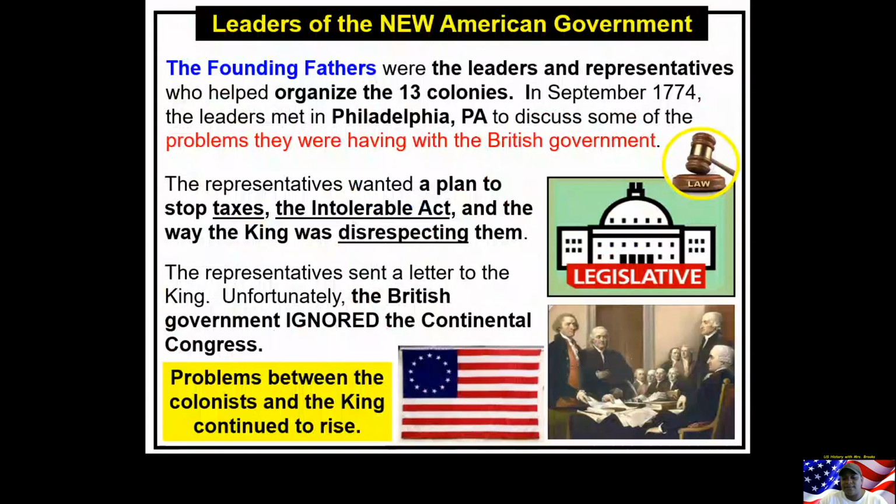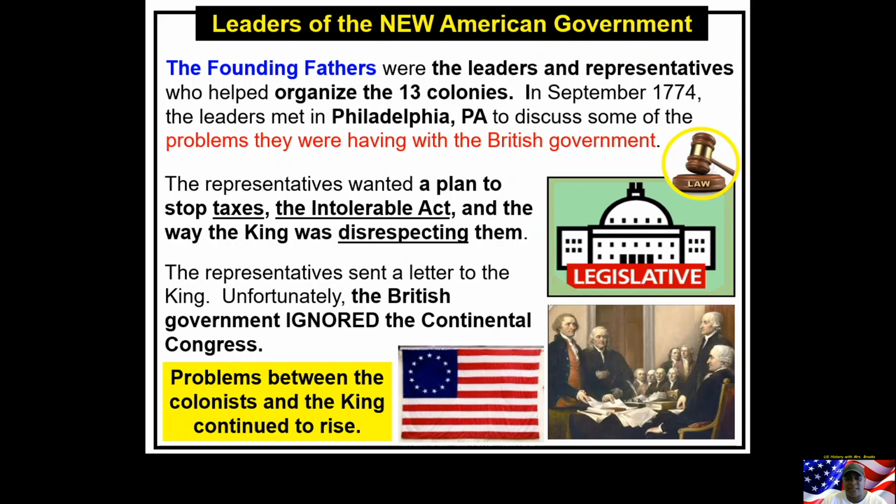Well, the colonists got together and they're like, we got to do something about this. It's too much. We have the founding fathers. These are the leaders and the representatives who helped organize the 13 colonies. They're going to have a meeting. They're organizing each other. It's like, look, we got to meet. We got to talk. We got to come up with a plan about the king, because we got to stop all these taxes, and we need to stop the Intolerable Acts, and we got to let the king know that he can't keep disrespecting us like this. So they formed a meeting. They had a meeting over there in Philadelphia, and they wanted to talk about what they should do.